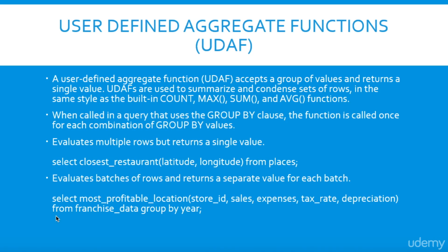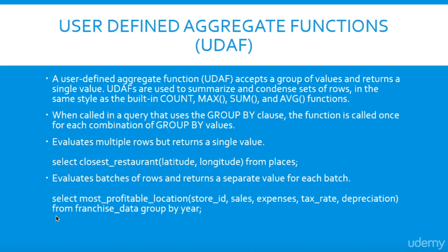UDAF stands for User Defined Aggregate Function, which accepts a group of values and returns a single value. UDAFs are used to summarize and condense sets of rows in the same style as the built-in count, max, sum, or average functions. When a UDAF is called in a query that uses a GROUP BY clause, the function is called once for each combination of GROUP BY values. It evaluates multiple rows but returns a single value.